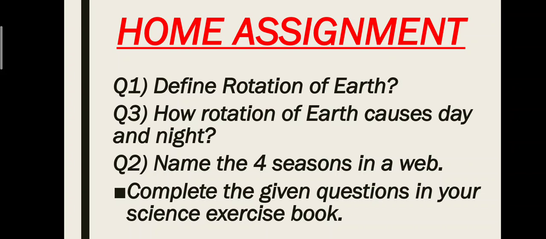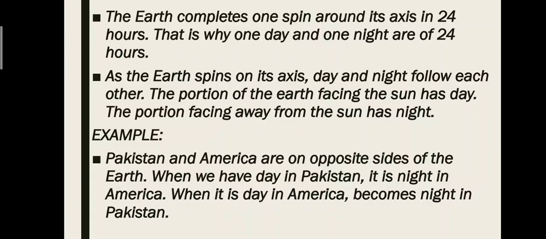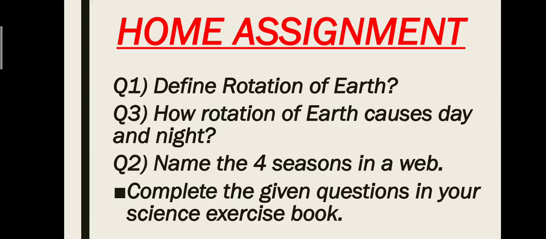You have to write down how day and night is caused. For example, this is the whole answer of the second point. As the earth spins on its axis, day and night follow each other. The portion of the earth facing the sun has day, the portion facing away from the sun has night.